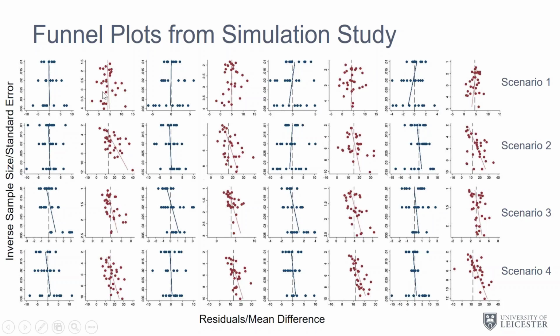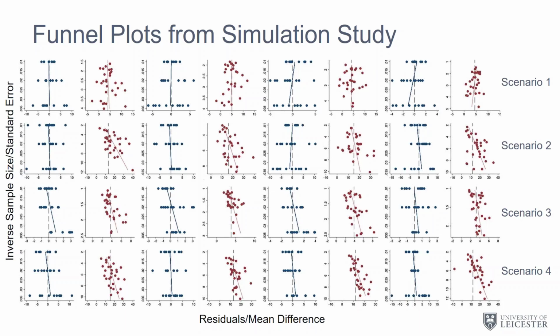So these 2 plots here are from the first data set that was generated for scenario 1. These 2 are from the second data set for scenario 2, and so on, with each row representing the 4 different scenarios. What we see in scenario 1 and scenario 3 is that the regression lines in our blue and red plots are fairly comparable between the methods. This was when baseline risk was not present, and we see that the 2 methods are fairly similar.